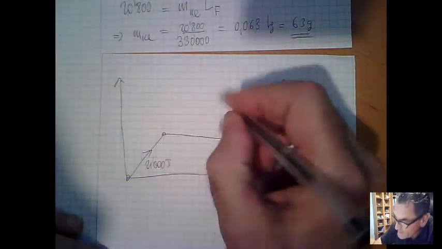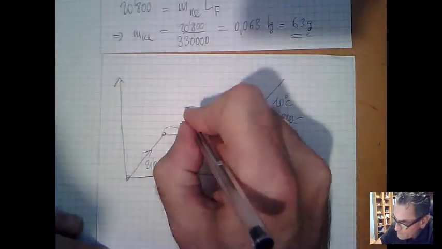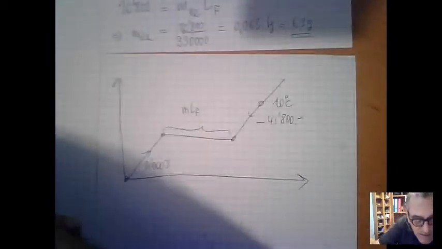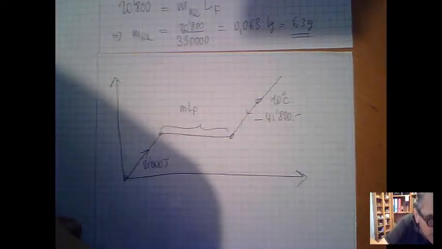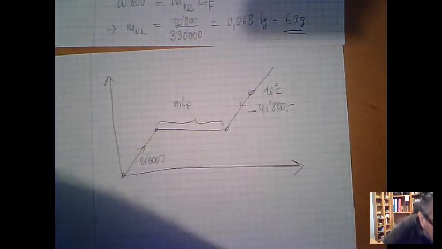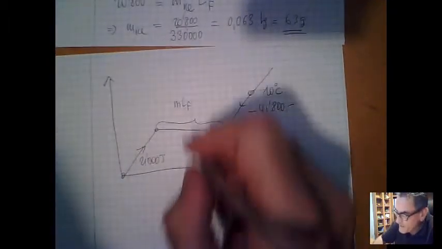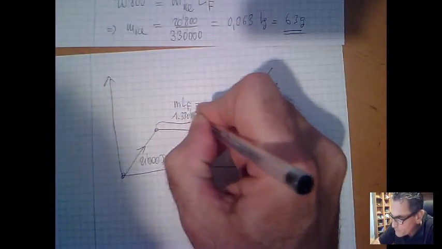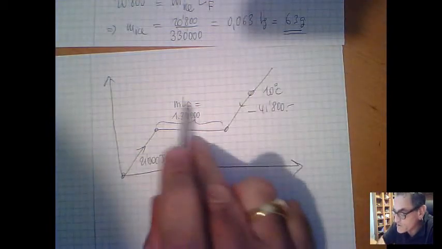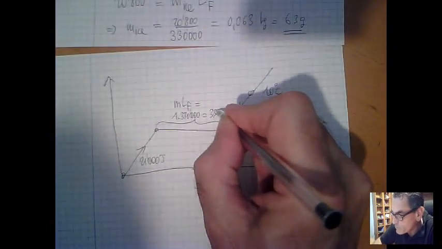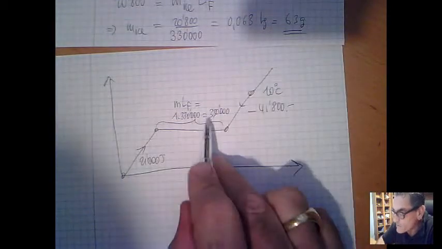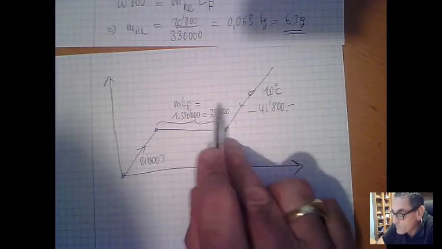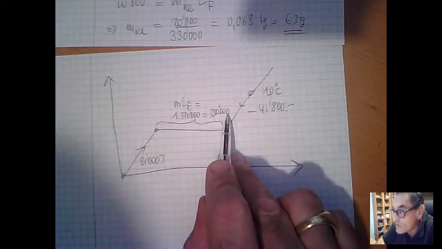And here on this plateau, what is the energy we would need to melt all the ice? Well, here the total energy will be given by mL_F. Let me just check. Yes, and mL_F is now equal to 1 times 330,000, which is the L_F of the water. So this phase, if you want to melt all the ice, requires 330,000 joules, which is a lot.